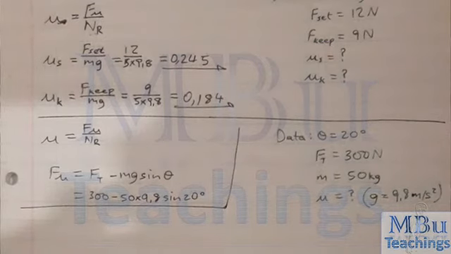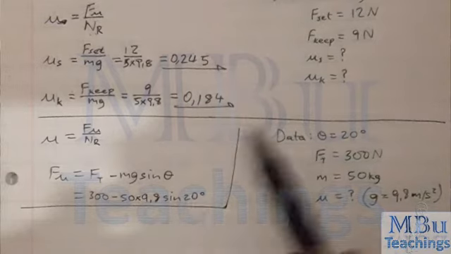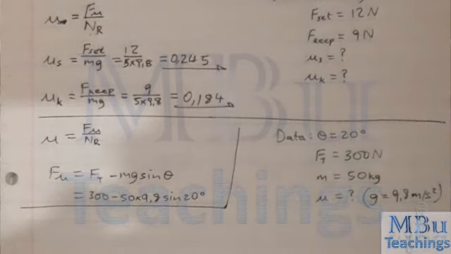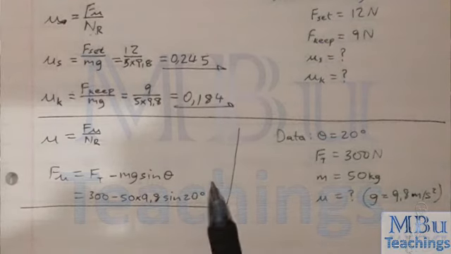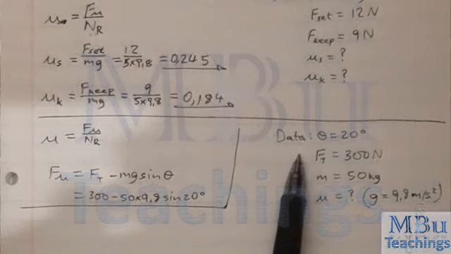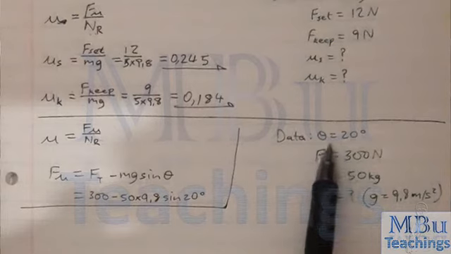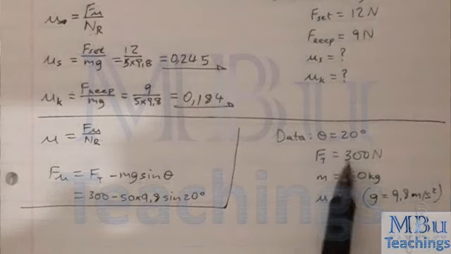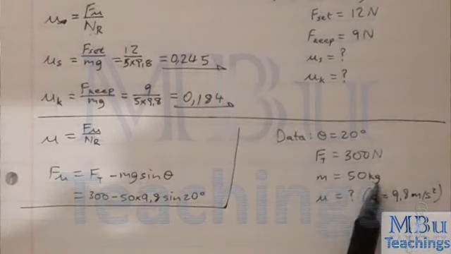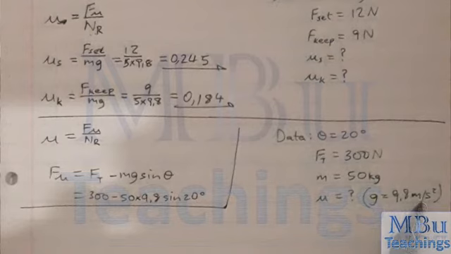Alright, I was doing this, but I noticed that my camera is not working, so I will restart it, because there is a lot of explanation I was doing, so I can't just leave that behind. We have our data. We are given that theta is 20 degrees, F_T is equal to 300, m is 50 kg. We should always remember that g is equal to 9.8 meters per second squared.